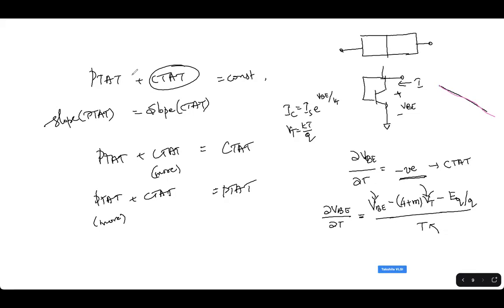For this, there is another requirement here. Let's say that you have a constant current I flowing through a transistor of size 1. 1 could be just a reference number.